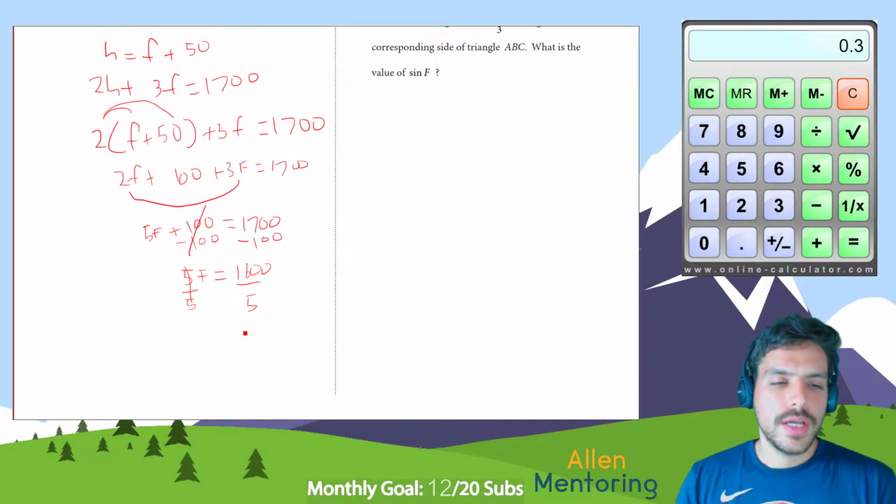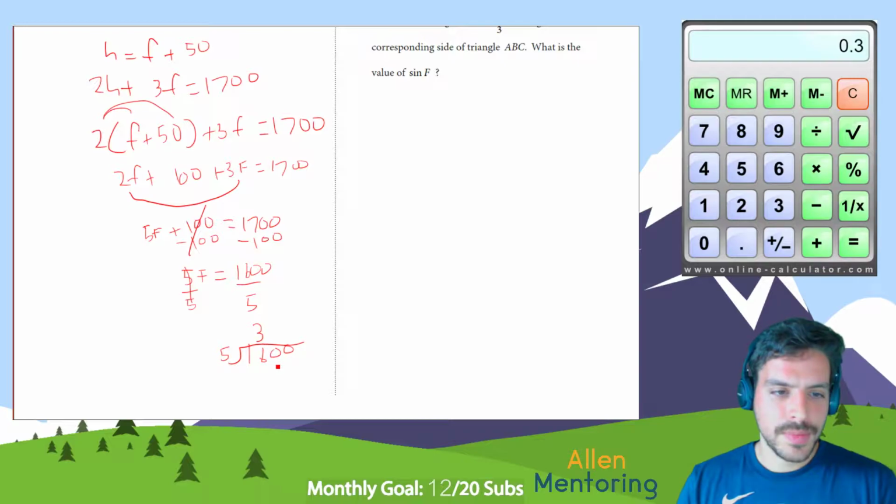Bam. And so what is 1600 divided by 5? I'll do my favorite dividing method here. So 5 goes into 16 3 times. 1 is left over, so I put a 1 next door.